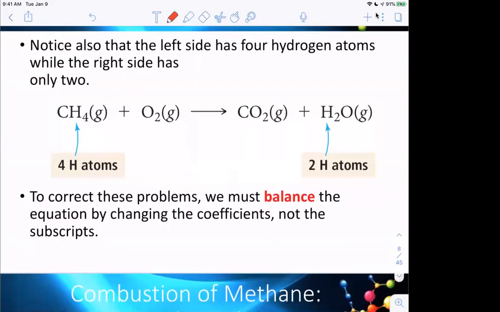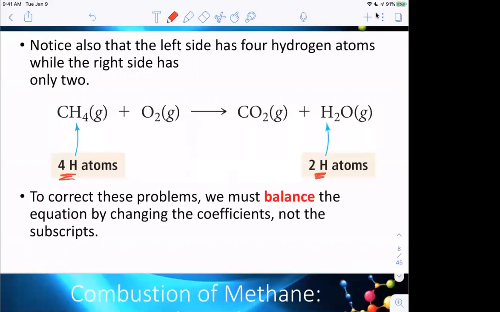Notice also that I have 4 hydrogens on the left, the reactant side, and I only have 2 hydrogens there. Again, this is not going to obey the law of conservation of mass, because what goes in has to come out. So I have to have the same number and types of atoms on the reactant side as I do on the product side.